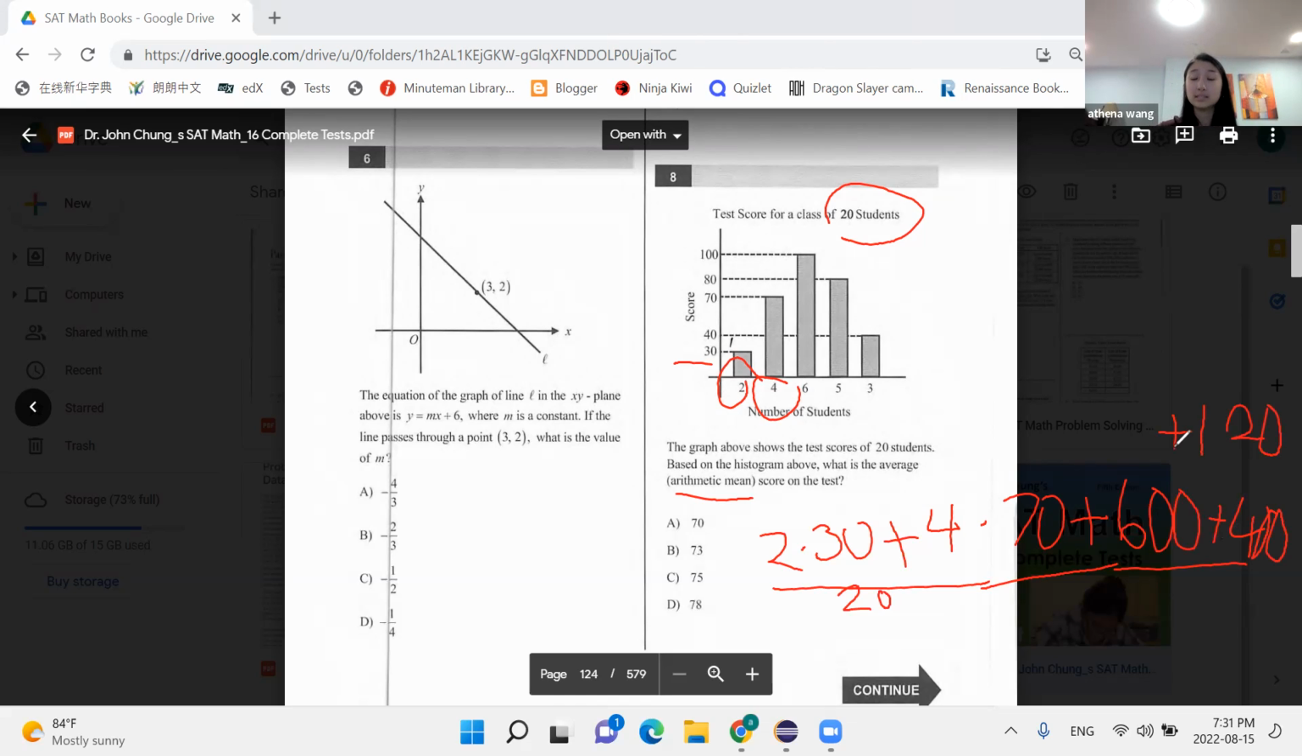So if we add up all of these, in the end, if you calculate it, you should have gotten 1460 over 20. And this is just equal to 73. And this gets our answer of B. Okay, so you can check your answer.